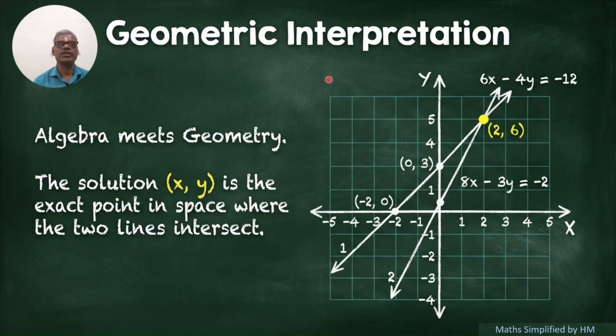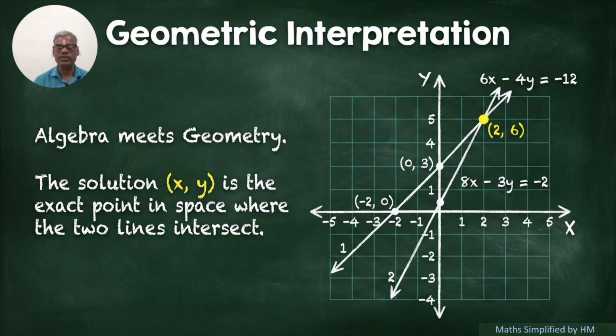Geometric interpretation. We have seen the graphical method for solving simultaneous equations. Here this line is 6x minus 4y is equal to minus 12 and this line is 8x minus 3y is equal to minus 2, which intersect at the point (2, 6). So algebra meets geometry. The solution (x, y) is the exact point in the Cartesian plane where the two lines intersect each other.